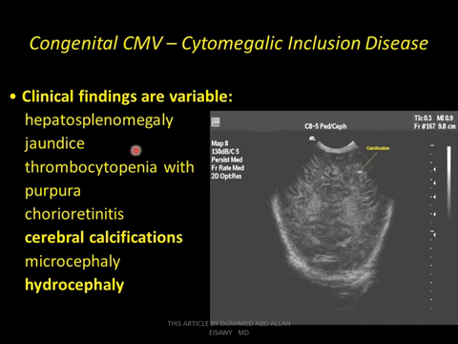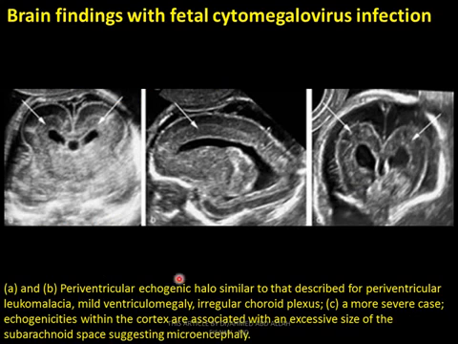Clinical findings are variable: hepatosplenomegaly, jaundice, thrombocytopenia with purpura, chorioretinitis, cerebral calcification, microcephaly, hydrocephaly. This is cerebral calcification on ultrasound. Brain findings with fetal cytomegalovirus infection: periventricular echogenic halo similar to that described for periventricular leukomalacia, mild ventriculomegaly, irregular choroid plexus. In more severe cases, echogenicities within the cortex are associated with excessive size of the subarachnoid space, suggesting microcephaly.